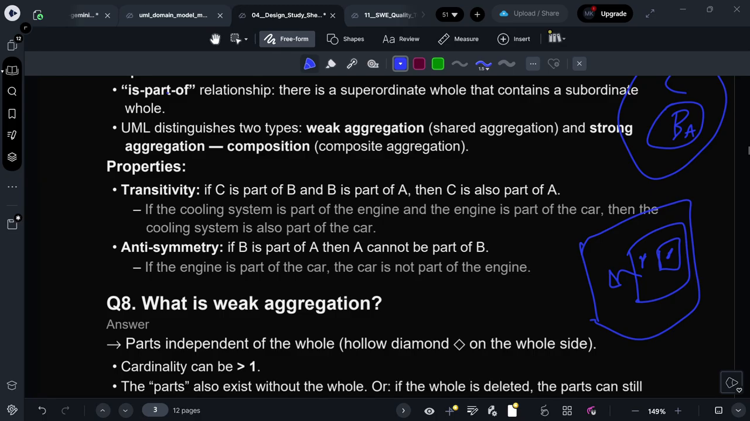It is also anti-symmetric. If B is part of A, then A cannot be part of B. So if the engine is part of the car, the car cannot be part of the engine. It's not that the car is inside the engine.